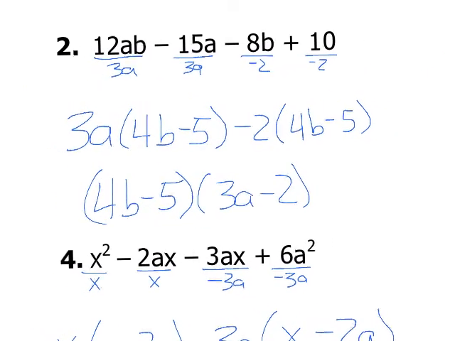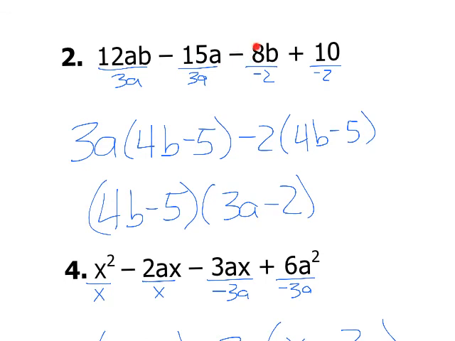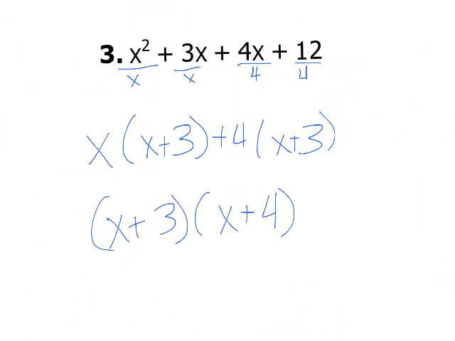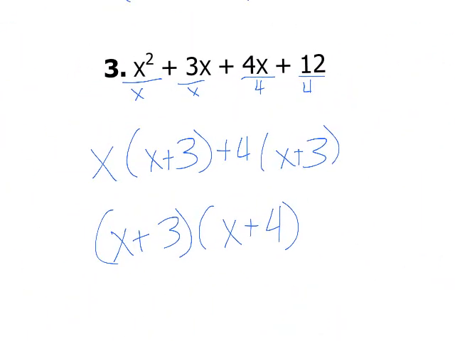was one of those where I had to factor out the negative out of the second piece. So you see back here, in order to make my parentheses match, I needed to do a GCF of -2. And then I'm left with 4b minus 5 inside the parentheses. Questions on number 2? Okay. There's 3. 3 was a pretty straightforward one. X out of the first 2, 4 out of the last 2. X plus 3 is left in the parentheses. Questions on 3?